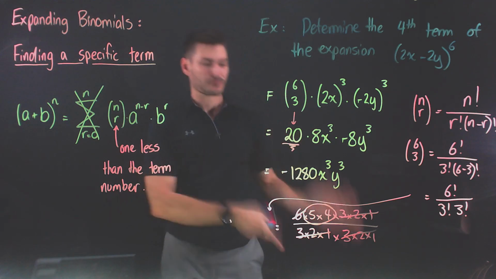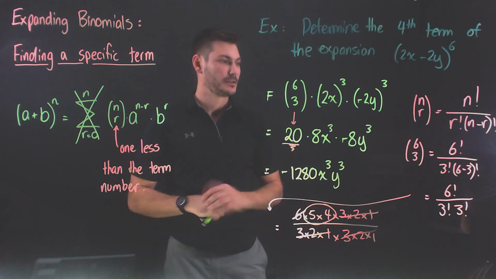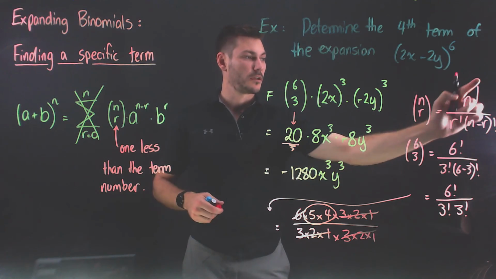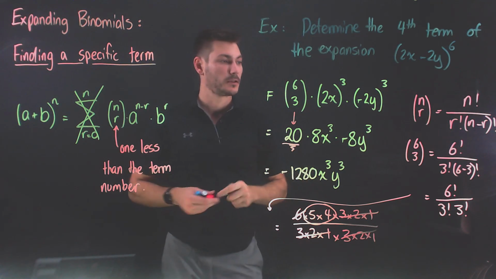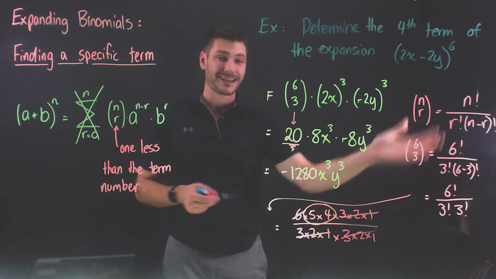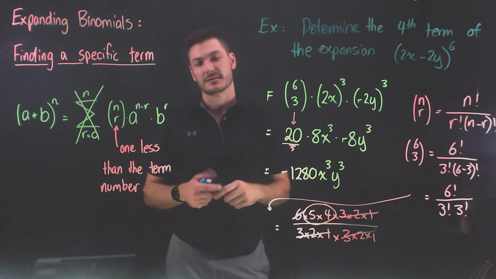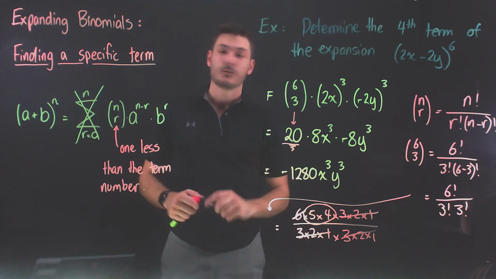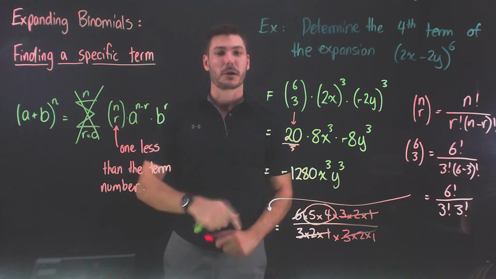So if you don't have access to a calculator, or you just want to speed up the process instead of having to rummage through your bag for the calculator, you can use this formula here, which is how you solve combinations by hand. When it gets to large numbers, it gets a little bit more difficult, but you still should be able to do it. Hopefully this video helped you find a specific term in a binomial expansion.